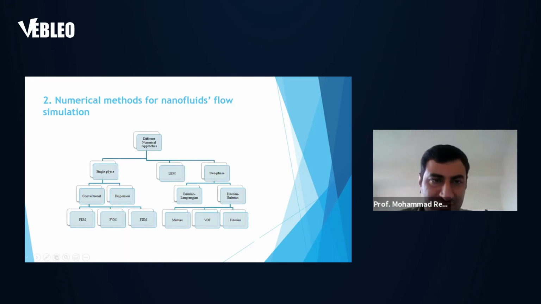The single phase method can be divided into two parts, dispersion and conventional. For conventional, if you know a bit about numerical modeling, you know these methods, like finite volume method, finite element method, finite difference method, and many more. For two-phase, when we divide the modeling into two parts, it becomes Eulerian-Lagrangian or Eulerian. Eulerian can be divided into three parts: mixture model, Eulerian model, or volume of fluid. And of course, we have other methods. Okay, let's talk about each of them.